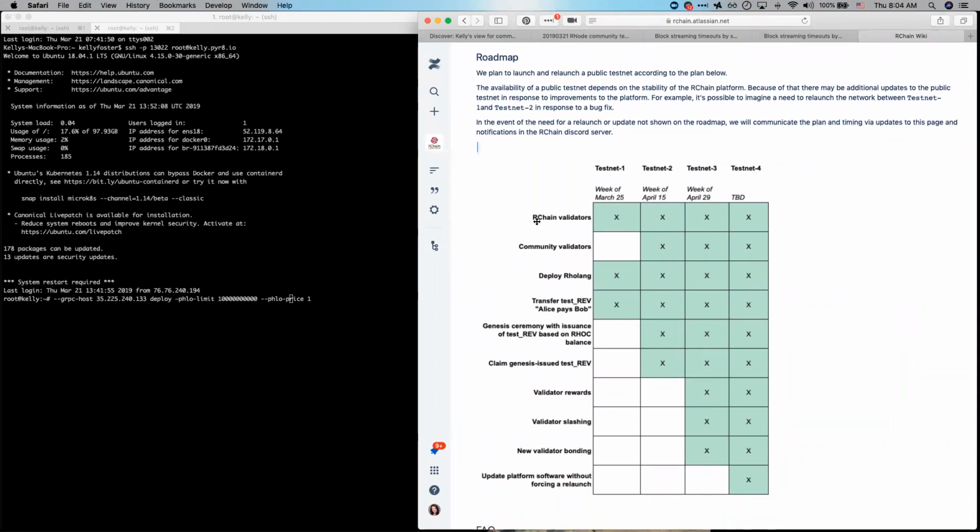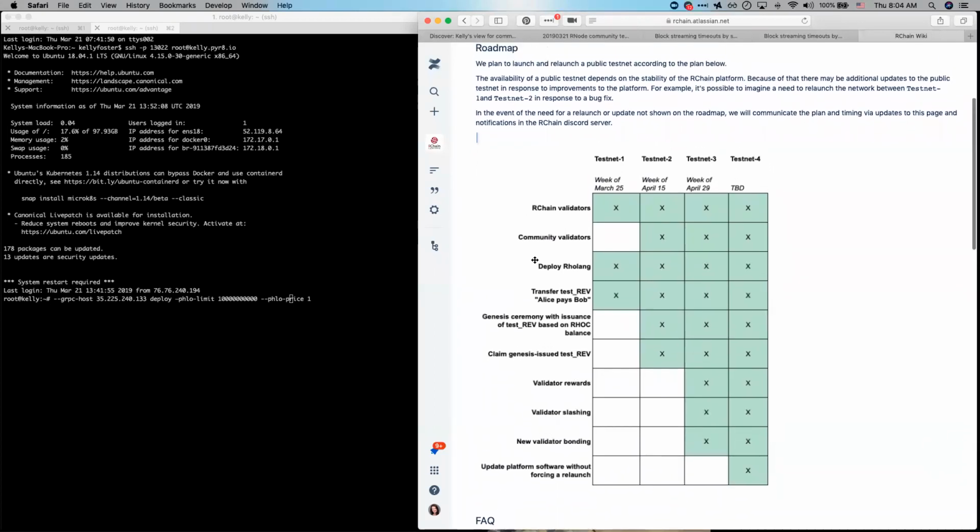We are going to look at a testnet that's running with known validators that are running on RChain infrastructure. We are going to look at the ability to deploy Rholang to those known validators and be successful in doing that and seeing that being added to the blockchain. What we're not going to do today is do the Alice pays Bob scenario. We're not quite ready for that, and we're resolving some issues to better support that. So that's coming and not part of our testing session today.